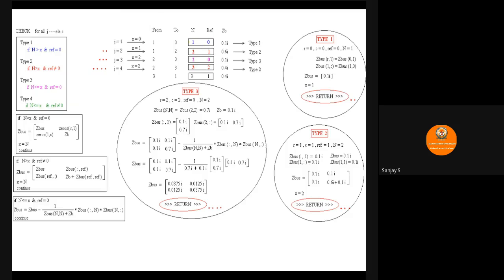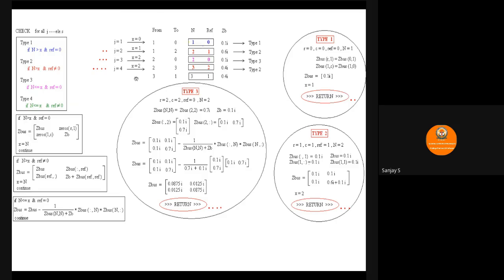Now let us see how the program gets executed here. So coming to the program, we'll have to identify when type 1 will be carried out, then type 2, type 3 and type 4. If capital N is greater than X and reference is 0 value, type 1 will be executed. If capital N is greater than X and reference is non-zero value, type 2 will be executed. If N is less than or equal to X and reference is 0, type 3 will be executed. And if N is less than or equal to X and reference is a non-zero value, type 4 will be executed. So you are just going to compare N, X and reference values here.